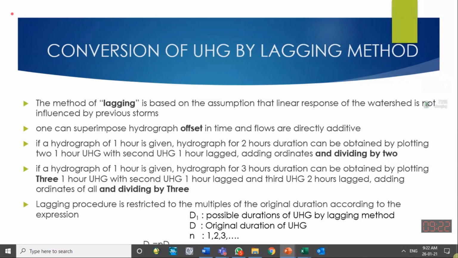One thing: in the lagging method, we assume a linear response of the watershed, and we say that we can superimpose or sum together hydrographs which are offset in time, and we can add the direct runoff ordinates of the lagged hydrographs into each other.